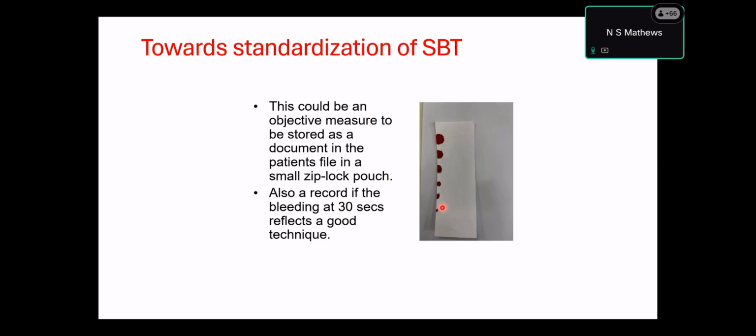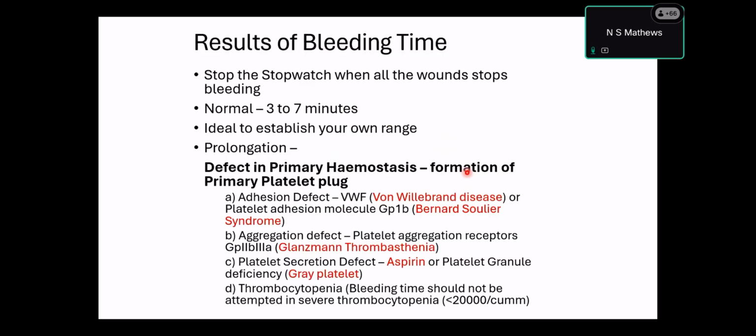You can actually keep this in a Ziploc file as a record of the patient's bleeding time. So for the results of the bleeding time, you stop the stopwatch when all the wounds stop bleeding. Normally it's 3 to 7 minutes. Now remember, in platelet dysfunctions or primary hemostatic defects, the bleeding time will be prolonged.